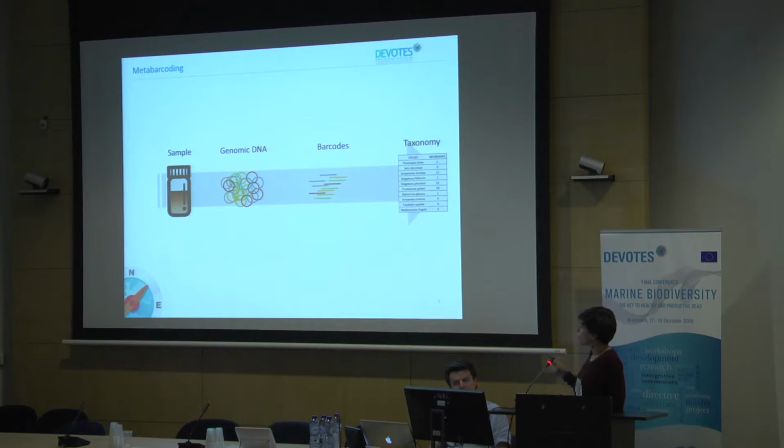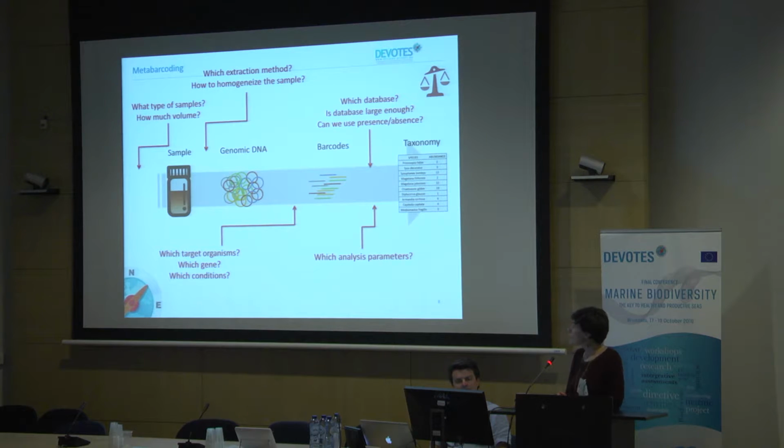The workflow of the method consists of collecting a sample, extracting the genomic DNA, extracting the barcodes, the genetic IDs from this genomic DNA, and then from those barcodes deriving the species that are present in this sample. The problem is that before this method can be implemented in routine monitoring programs, there are some questions that need to be solved.